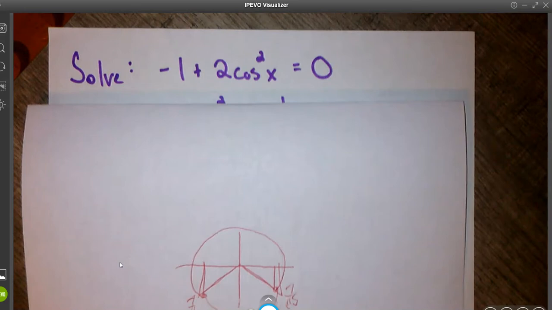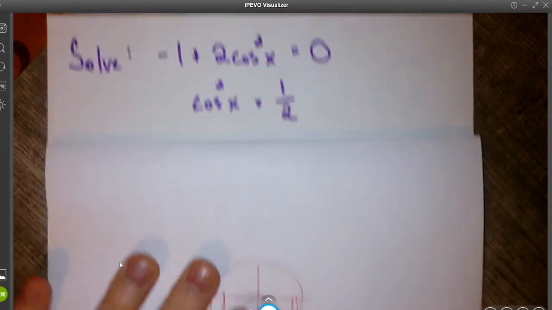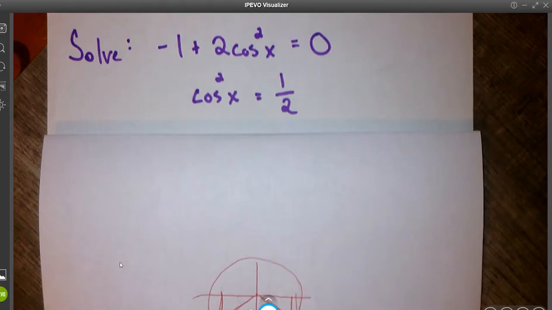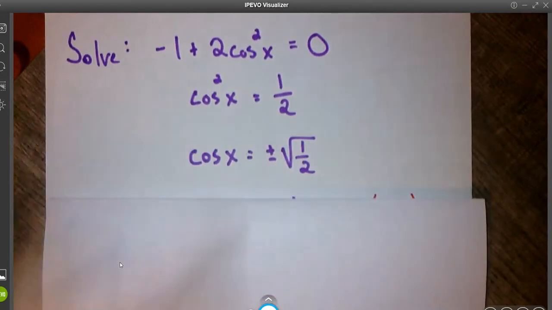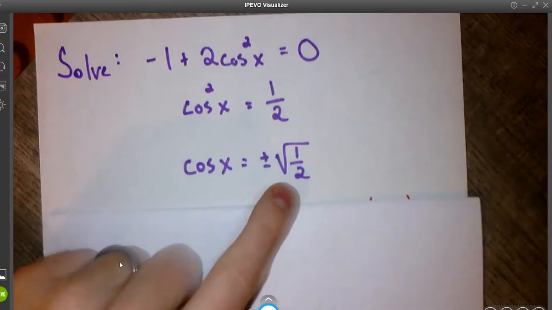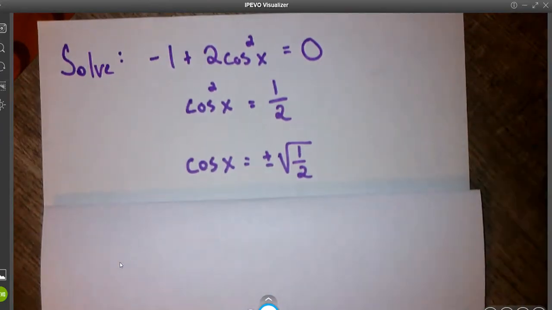I'm going to add 1. I'm going to divide by 2. I'll get this. I've got to get rid of that squared, so I'm going to take a square root. If you have to put the square root, then you need to put a plus or minus symbol in front of it. Okay. The square root of 1 is just 1. The square root of 2 is the square root of 2. And with the plus or minus thing, well, let's see.